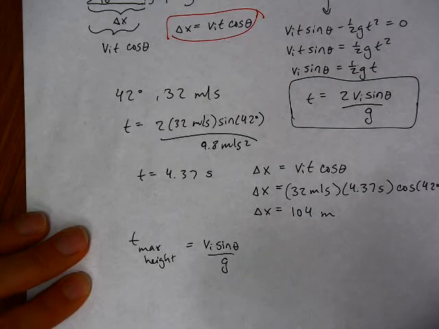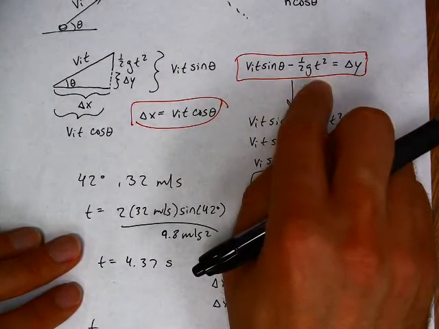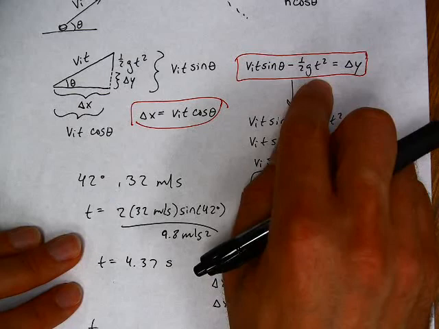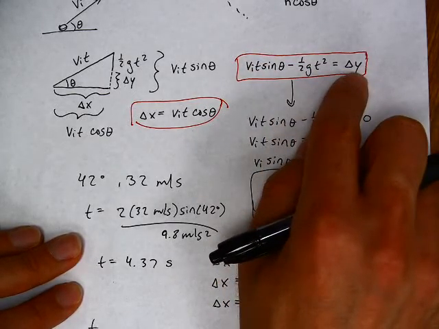And what is the height at that point? Well, if you want to, you can find the max time, and then go back to the y equation right here, and now you have the right t value to plug in. And you can calculate delta y, and that will tell you your height.